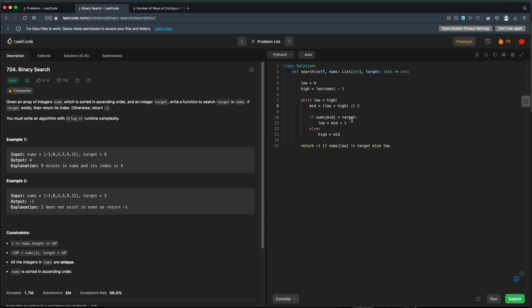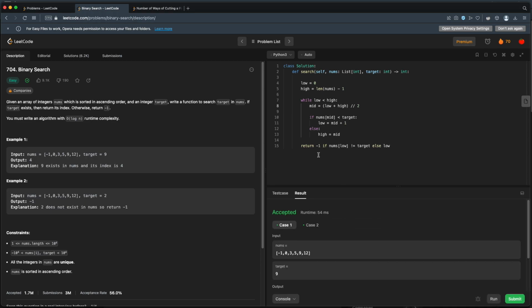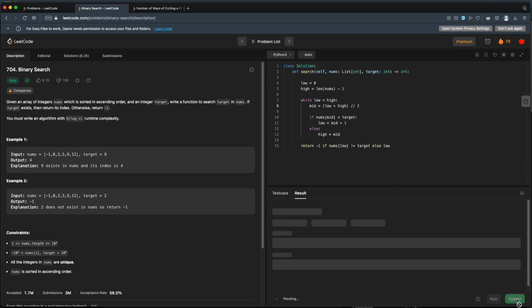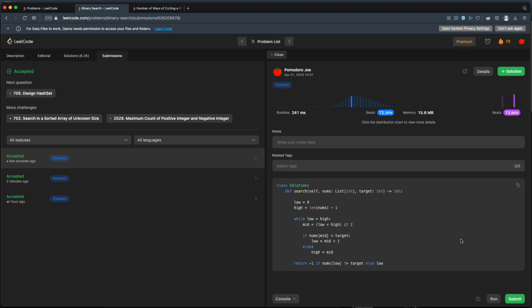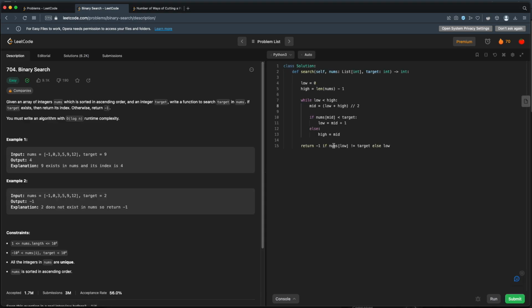All right, what else can we do? There's not a whole lot we can do here. We could change some of our function names, I guess, or variable names. Okay, that gives us a little bit of a boost. Now we're beating 72% for runtime and 13% for memory. The only thing left here is maybe change the order of comparison, maybe change some of these names. It's not really worth it.